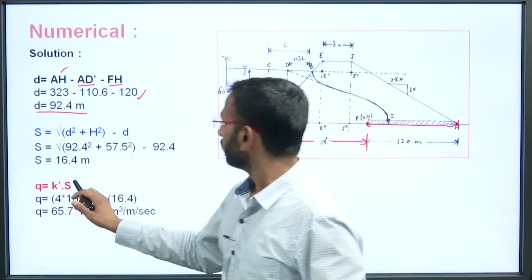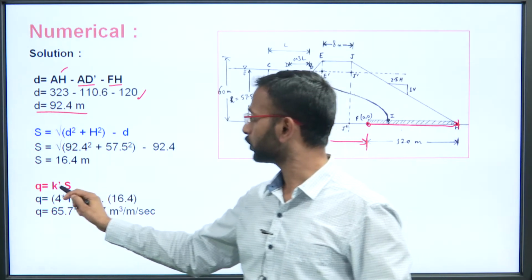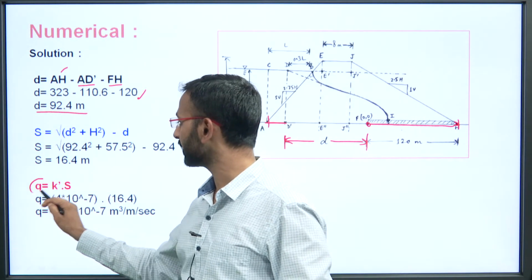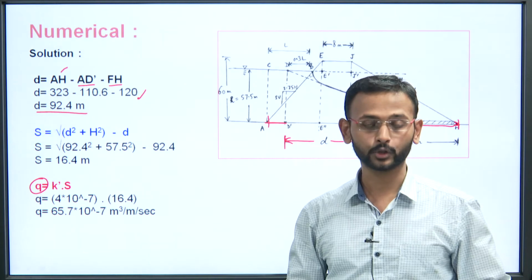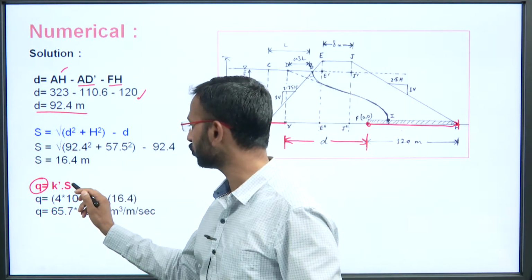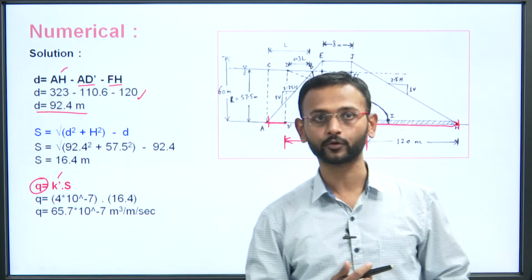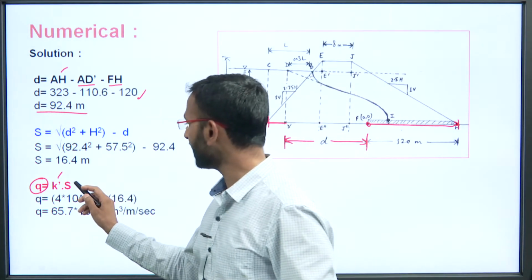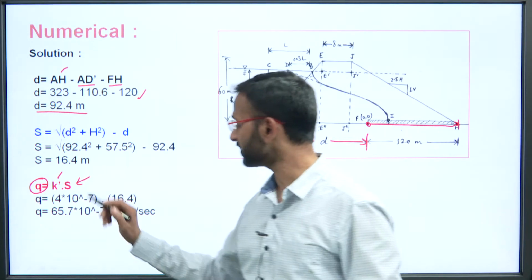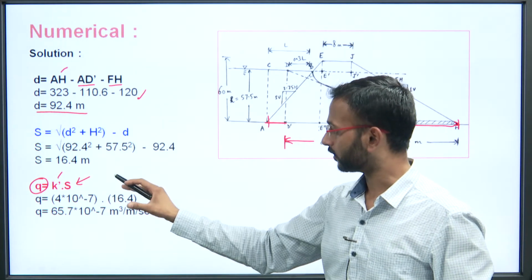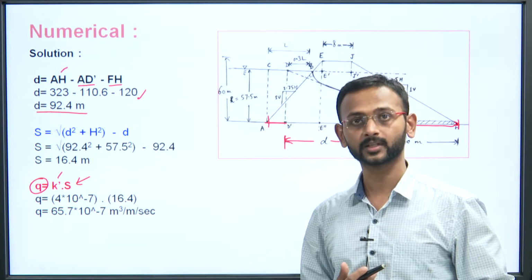Now, you have to calculate Q, that is the seepage, the Q value. So, it is Q equals K dash into S. Now, K dash you have calculated, that is the equivalent coefficient of permeability. Now, S is the value that we have considered in the flow net.